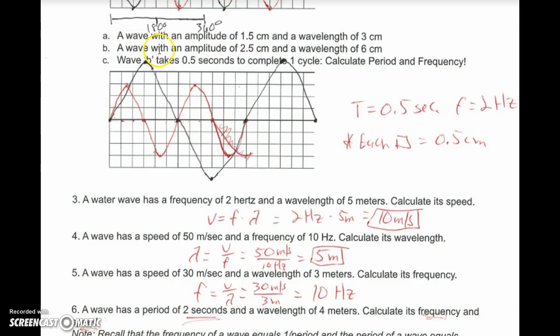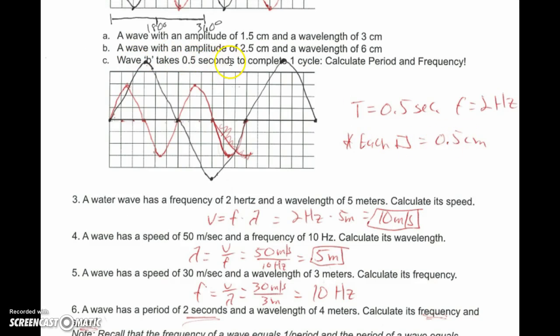The second wave, a wave with an amplitude of 2.5 centimeters and a wavelength of 6 centimeters, is going to look different than the first one. Notice, larger amplitude, larger wavelength. So when I draw this, each box is 0.5 centimeters. So 0.5, 1, 1.5, 2. I had to actually extend this to make this fully fit. And I just connect the points and draw it out. So the rules help make sense of how I draw it. Right? I need to make sure I follow my scale.